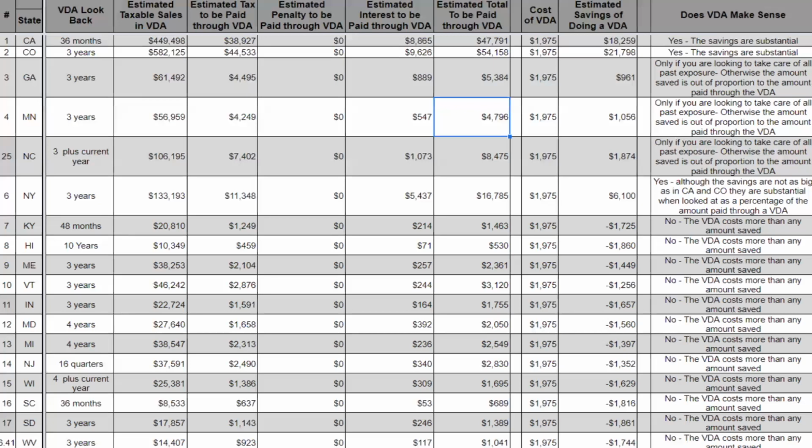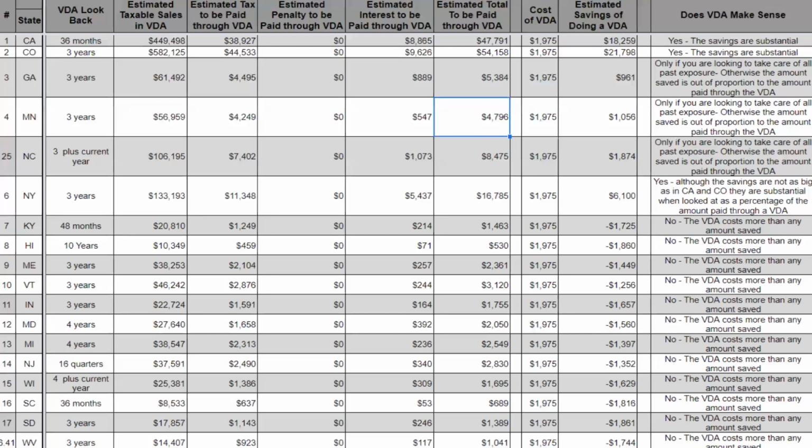So again, a VDA is a great tool, but it's not a one-size-fits-all tool. You've got to know what your potential exposure is before you say, yes, I want to do a VDA. Otherwise, we've seen companies that do this, and they may owe $30,000 in taxes, and Avalara is sending them a bill for $100,000 prior to even paying $1 of tax. So that's one of the issues.